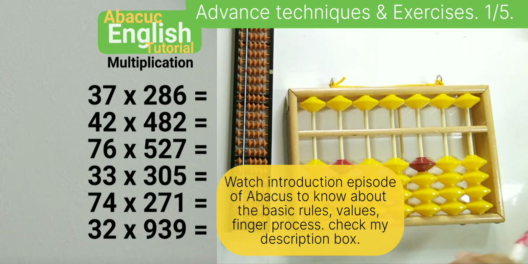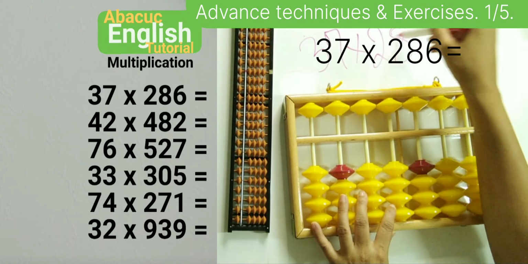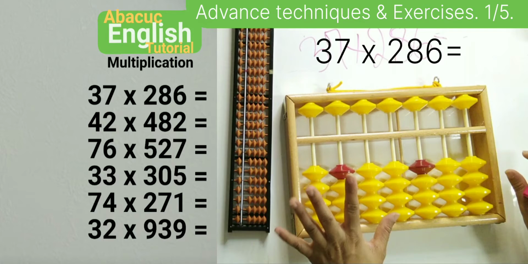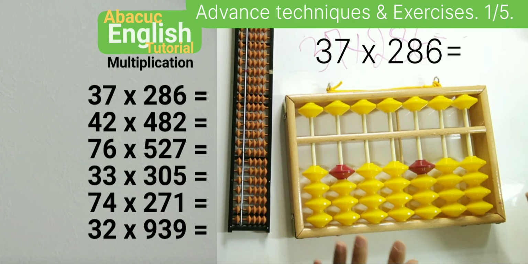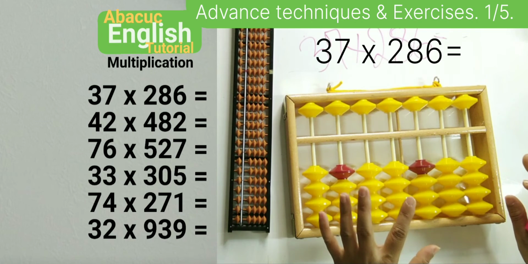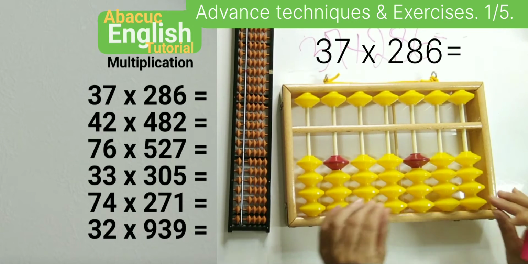Okay, so let's start. Today's first question is 37 multiplied by 86. So I hope you know all the techniques and all the rules on the abacus to do multiplication. After that you have to do these advanced exercises. Okay, so let me explain.